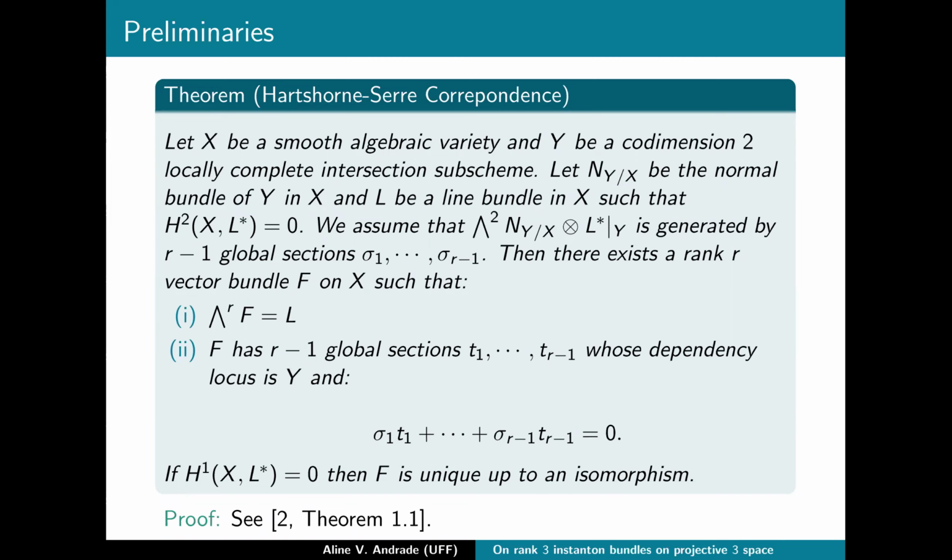So this theorem is very powerful because we associate locally complete intersection subschemes with vector bundles. In our case, we are working with locally complete intersection subschemes of codimension 2 on P3. It means curves. Okay.